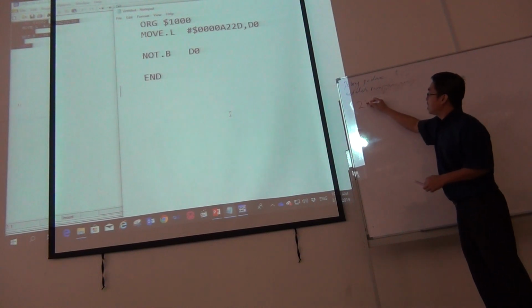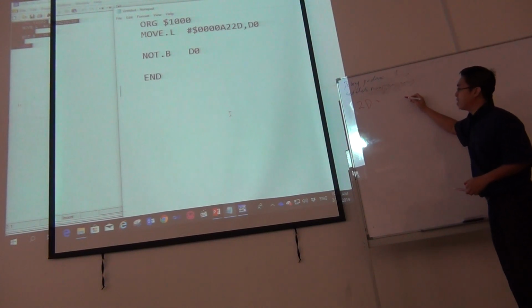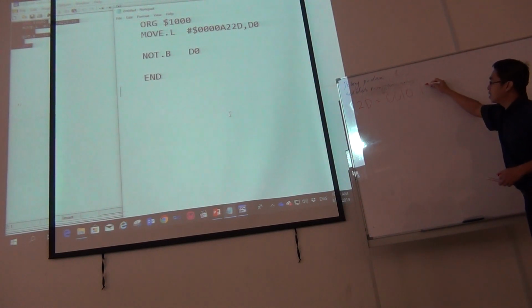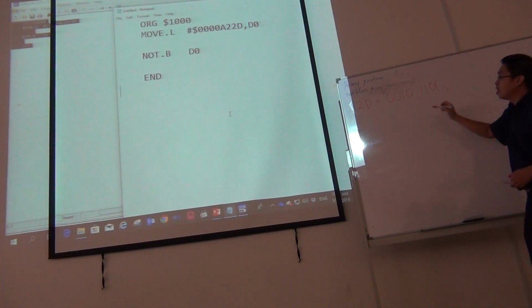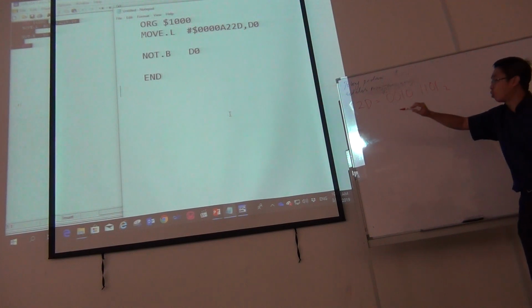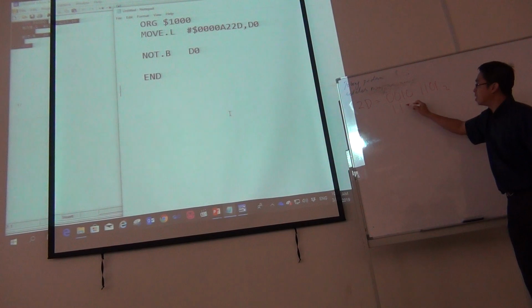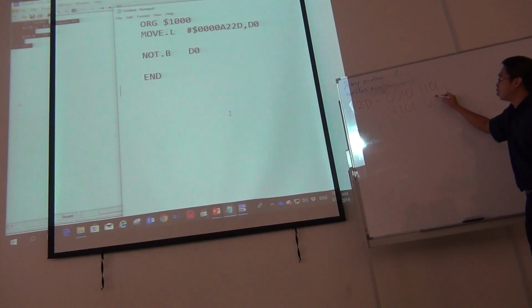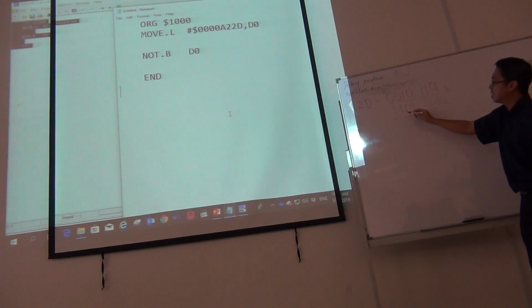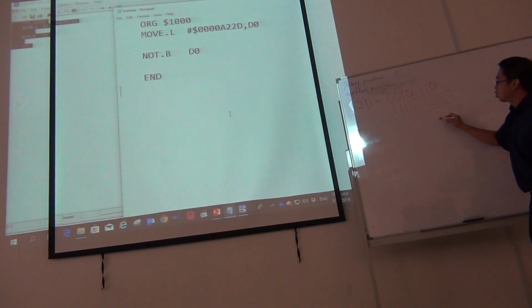So 2D converted to binary will be 0010, D is 13, so 1101. Okay, NOT means you have to invert it right now. So now change it: 1101 0010. So the final answer is this one. This is D, this is 2.